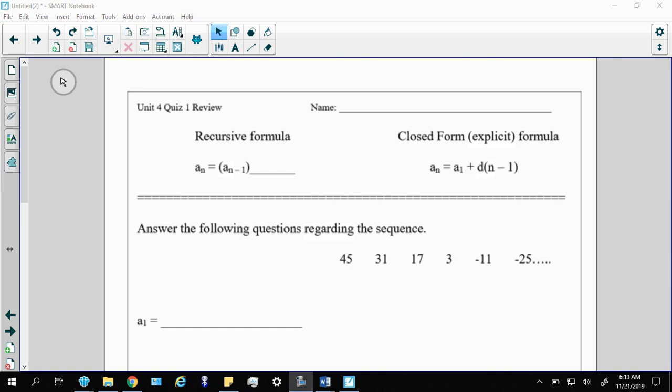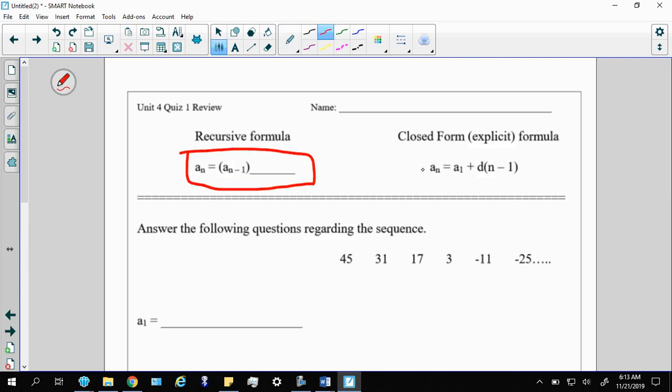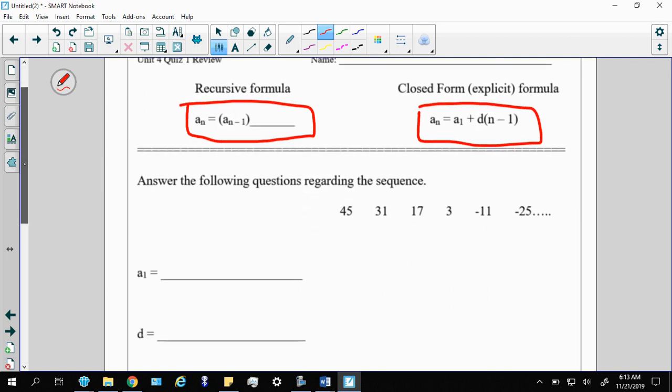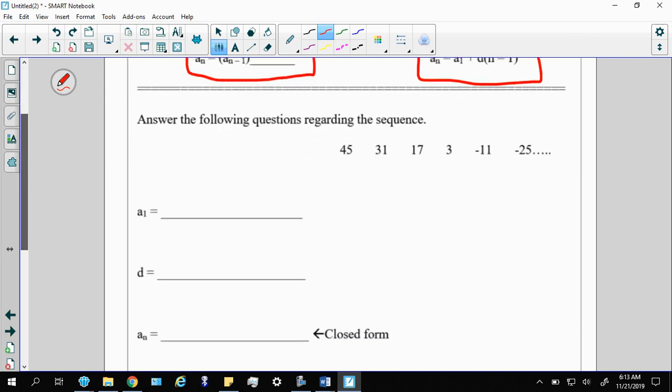All right, so here you have the formulas. Here's the recursive formula. Here's also the closed form formula. I did give you those, and you'll be referring back to them as the video rolls on.